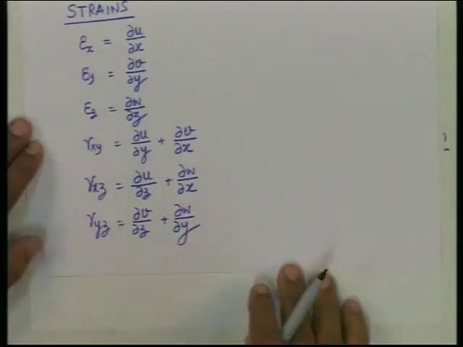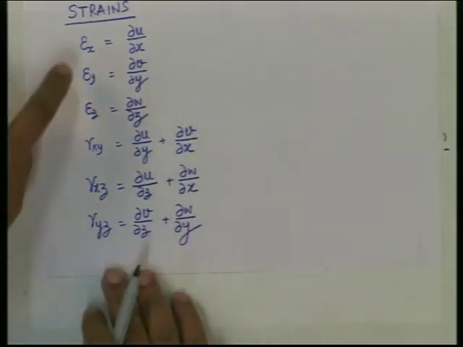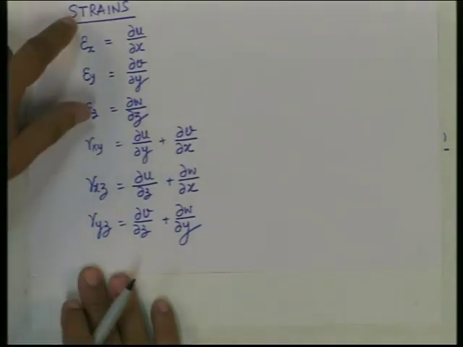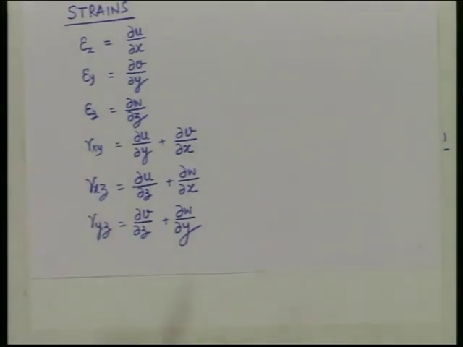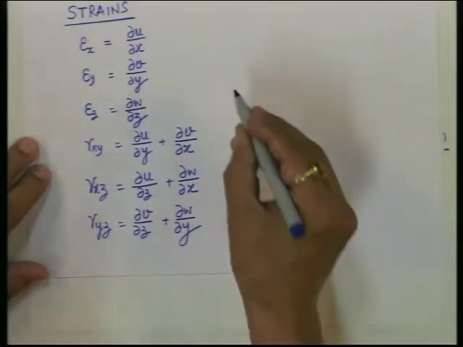So, these are the continuum relations which relate the 3 displacements u v w to the 6 components of strain that occur at any point, 3 linear strains and 3 shear strains. So, next we write this in matrix notation, the total thing. So, this can be written in matrix notation.